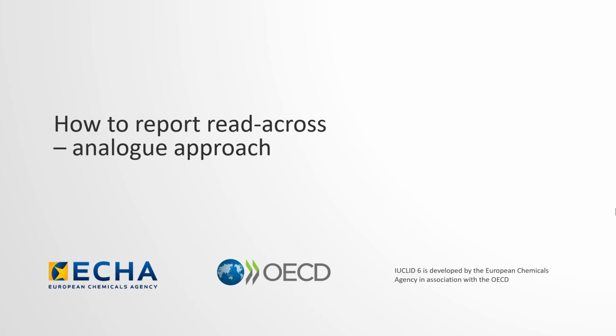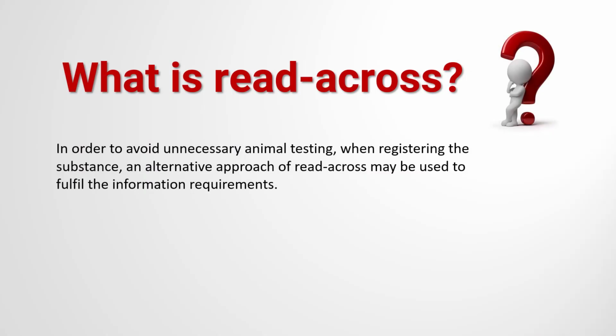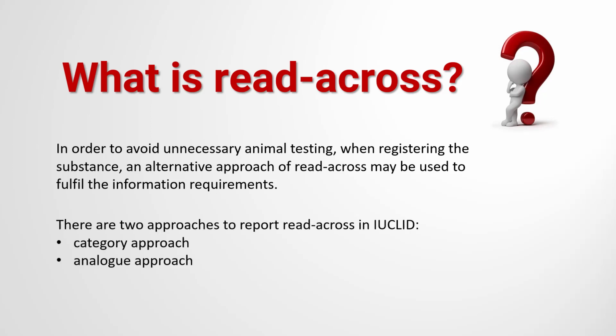Welcome to this tutorial on how to report read-across in Euclid using the Analogue Approach. In order to avoid unnecessary animal testing, when registering the substance, an alternative approach of read-across may be used to fulfill the information requirements. There are two approaches to report read-across in Euclid: category and Analogue Approach.